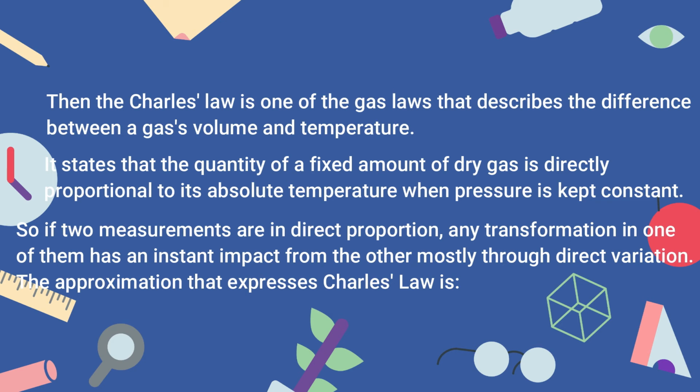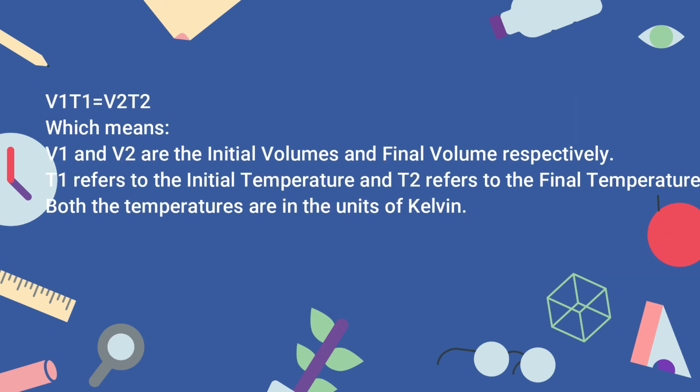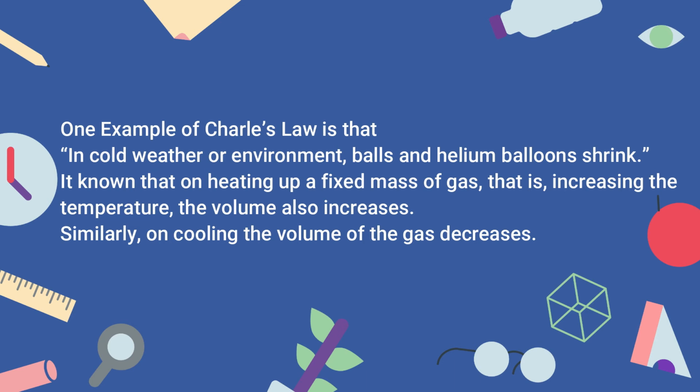The equation that expresses Charles' law is V1 over T1 is equal to V2 over T2, where V1 and V2 are the initial volume and final volume respectively. T1 refers to the initial temperature and T2 refers to the final temperature. Both temperatures are in units of Kelvin. One example of Charles' law is that in cold weather or environments, helium balloons shrink. It's known that on heating a fixed mass of gas, that is, increasing the temperature, the volume also increases. Similarly, on cooling, the volume of the gas decreases.